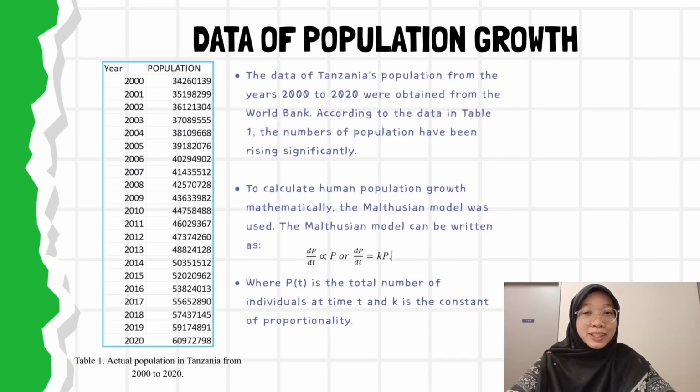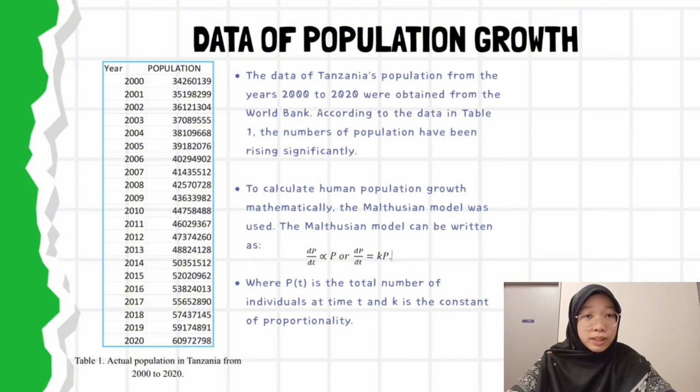Alright, next I'm going to explain about the data of population growth. So, from the table on the left, we can see Tanzania's population from the year 2000 to 2020. In 2000, the population was about 34 million, and by 2020, it had grown to over 16 million. This shows a steady and significant increase over the 20-year period. This data was obtained from the World Bank. The population has been rising consistently each year.